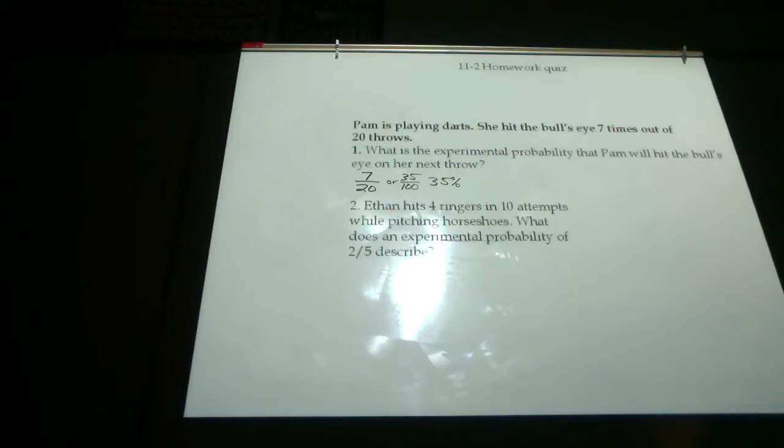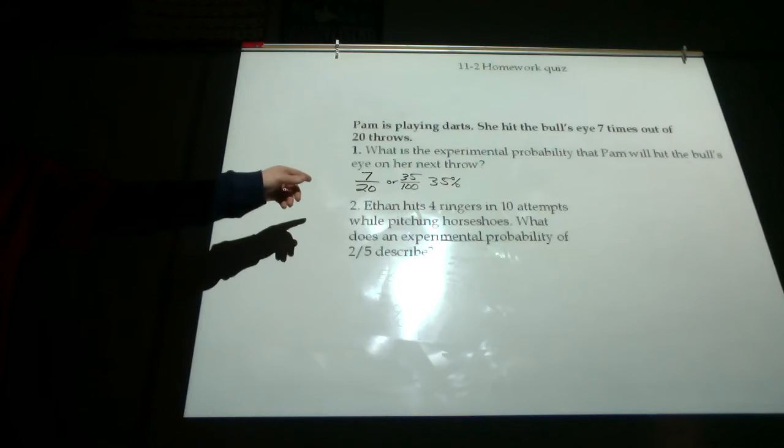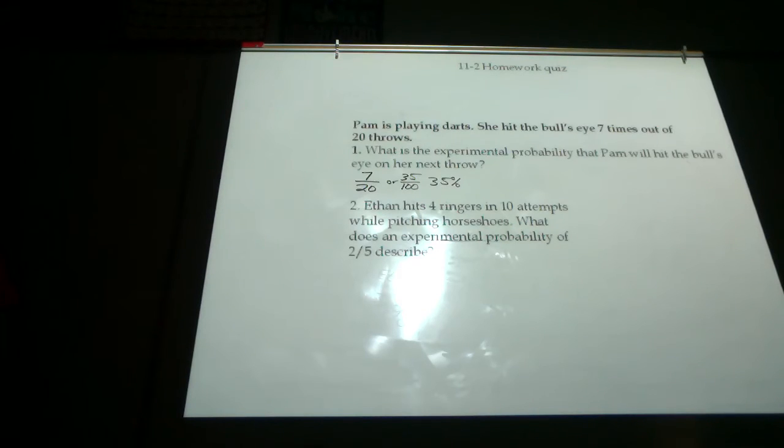No. They're saying on her next throw. What's her chance on the next throw? So we'd use the information. That's what experimental probability is. It's looking at what they have done in the past to determine what's going to happen in the future.